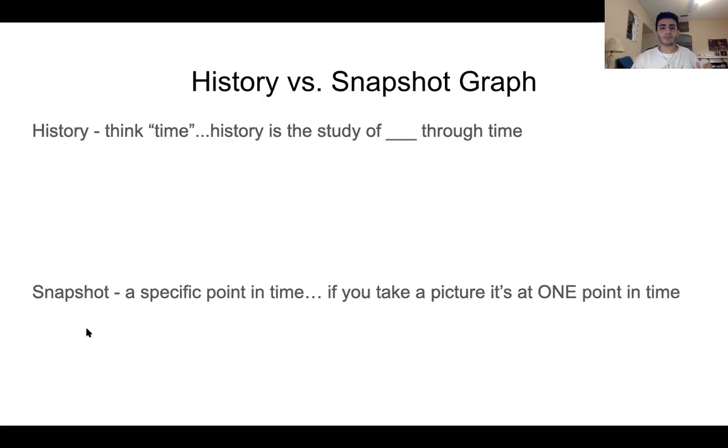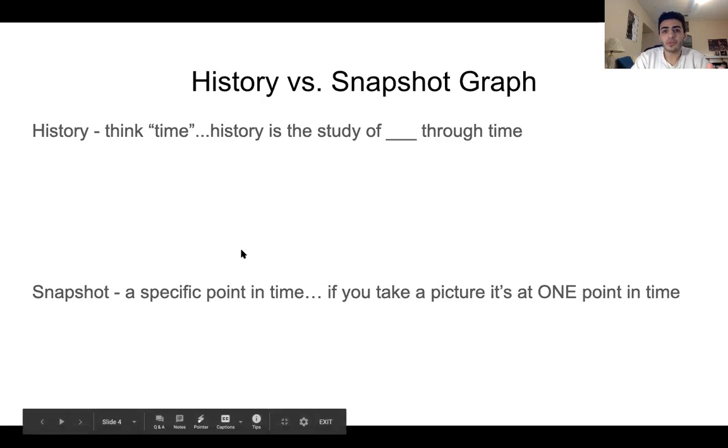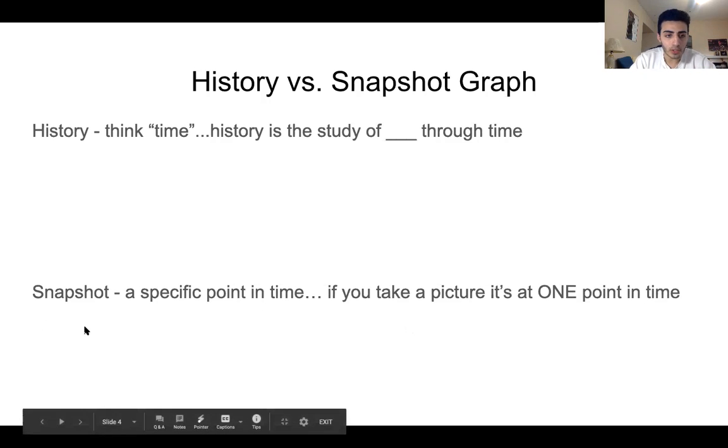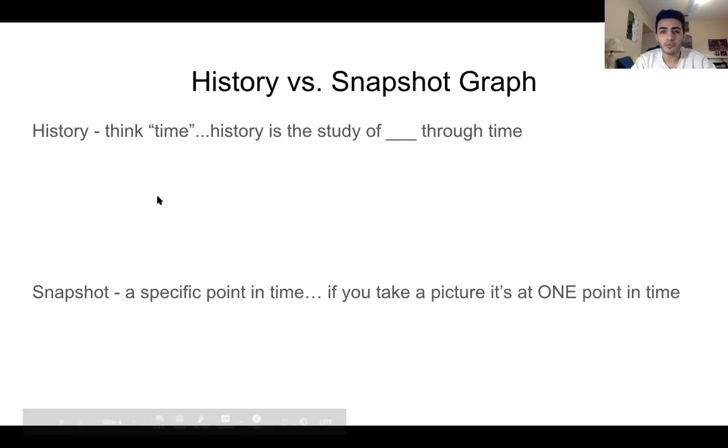When I think of a snapshot, I think of a picture. A picture captures a specific moment. It doesn't tell you what happened before. It doesn't tell you what happened after. It's just that moment. So the snapshot graph doesn't tell you what's happening over time. It tells you what's happening at that particular point in time. So this is more like a picture, a snapshot graph. A history graph is more like a movie. A movie is a bunch of pictures put together.